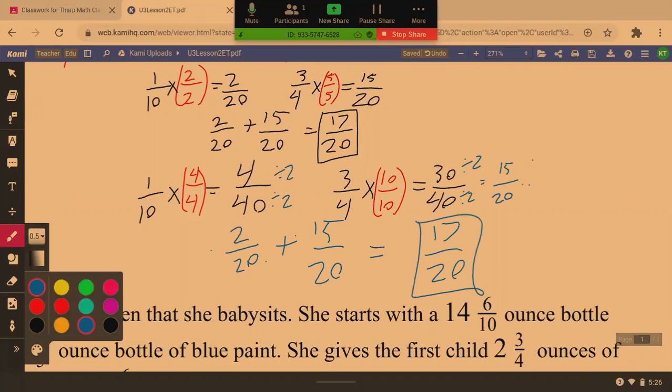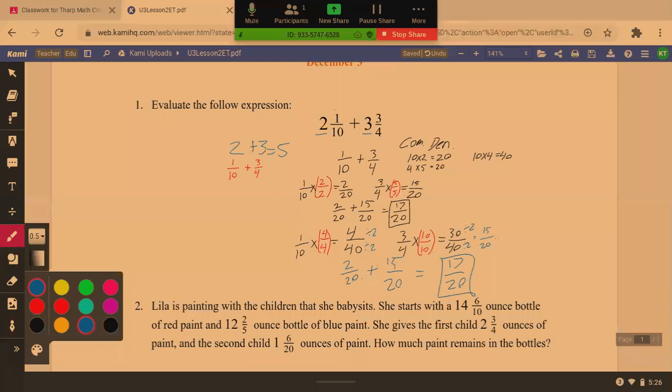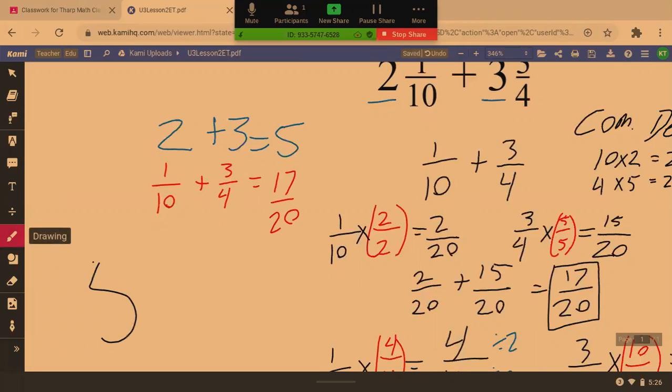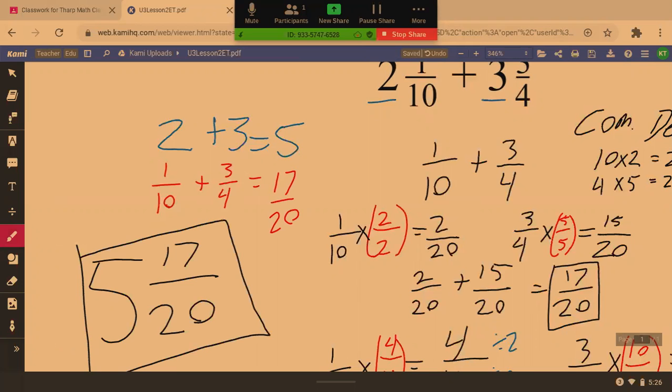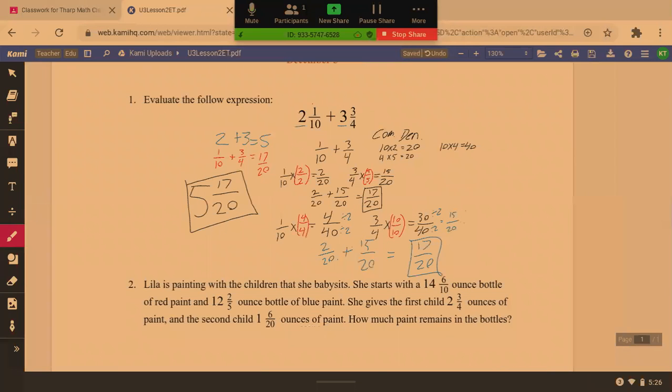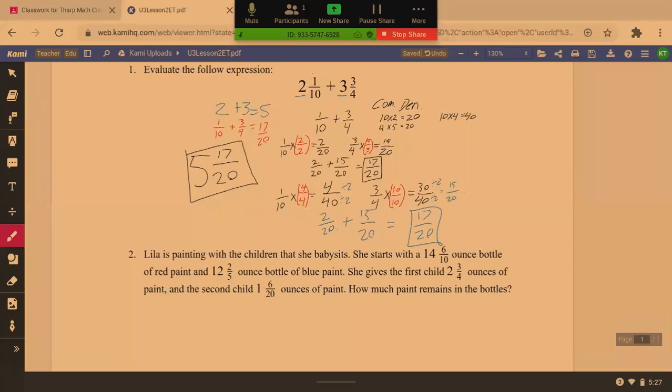We got 17 over 20. So our final answer is going to be... so we add the whole number and then we add the fraction and then we put them together, and what do you got? 5 and 17 over 20. That was my math version of bibbidi bobbidi boo.